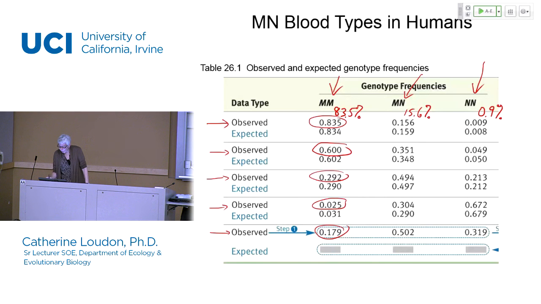So, of course, for any given row, these have to add up to 100%, right? So if we add these, they add up to 100%, just as if we add the decimal equivalent, then this would add up to 1, right? Does that make sense?